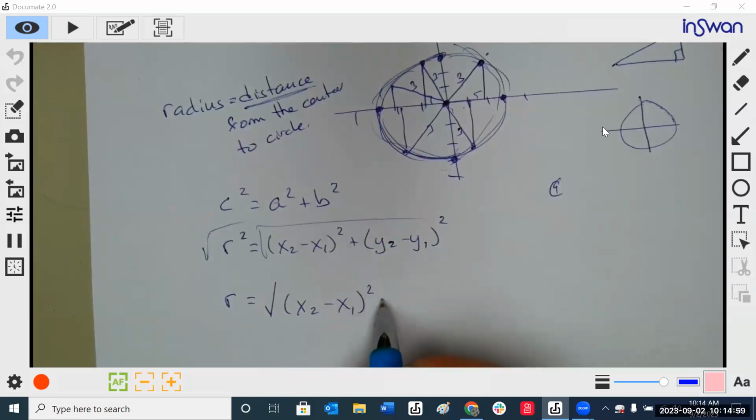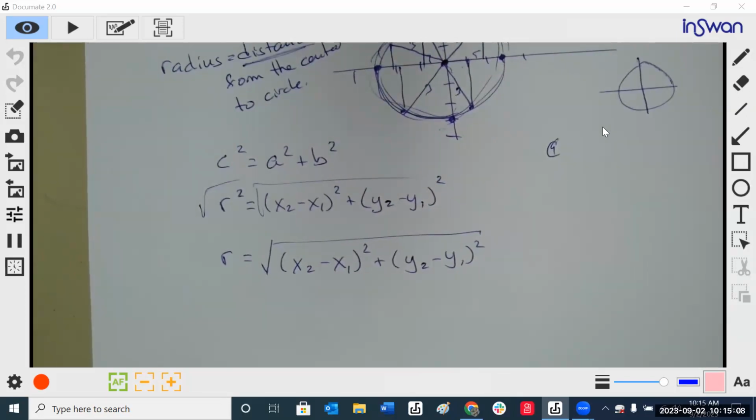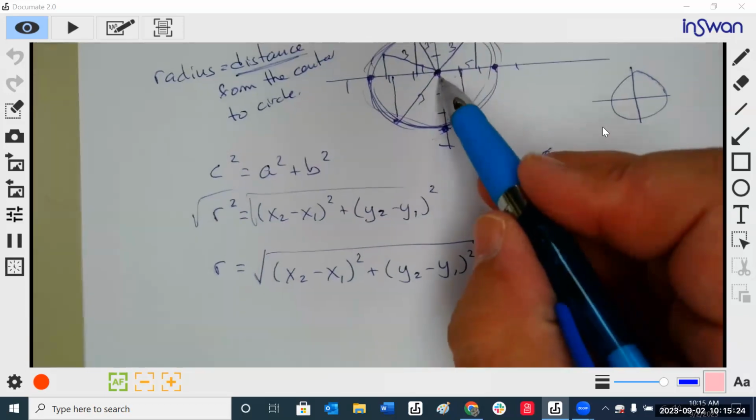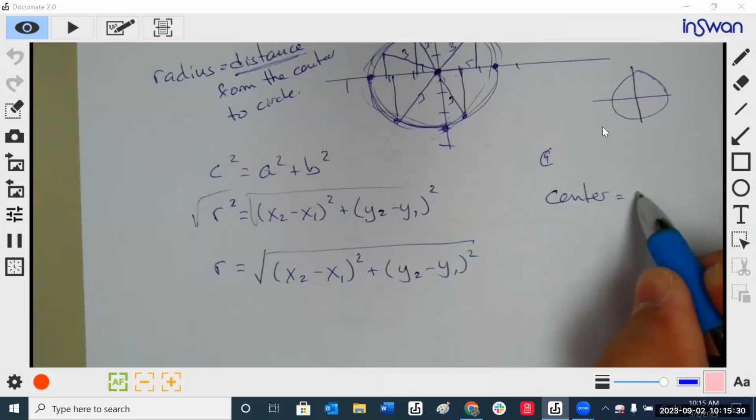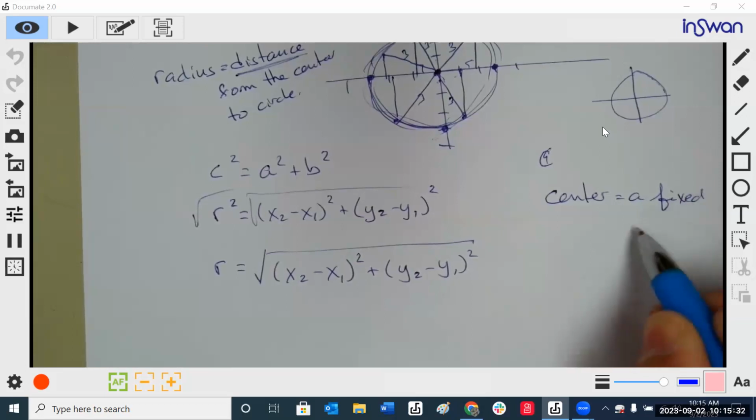x2 minus x1 squared, y2 minus y1 squared. We've seen that before. It's the distance formula. But there's one thing different here. In the last one, we used it to find the distance between 2 points. Here, we have a fixed point, the center, located at what we call (h, k).